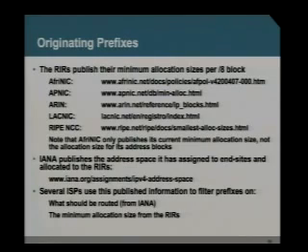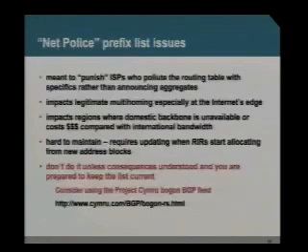So there are the registries. They publish the minimum allocation sizes. Those URLs were correct the last time I looked. Hopefully they haven't changed, but that's basically what each registry does. IANA publishes the address space it has assigned to the RIRs, so that is listed here. They haven't published the /16 assignments, but they've published the /8 assignments. Several ISPs will use this published information to filter the prefix announcements. So that's just one thing to watch.